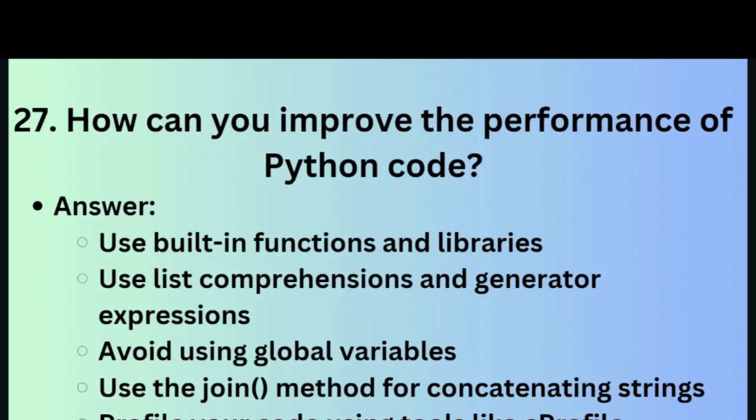How can you improve the performance of Python code? We should know how to improve the code also. Use built-in functions and libraries. Use list comprehensions and generator expressions. Avoid using global variables. Use the join method for concatenating strings. Profile your code using tools like cProfile.